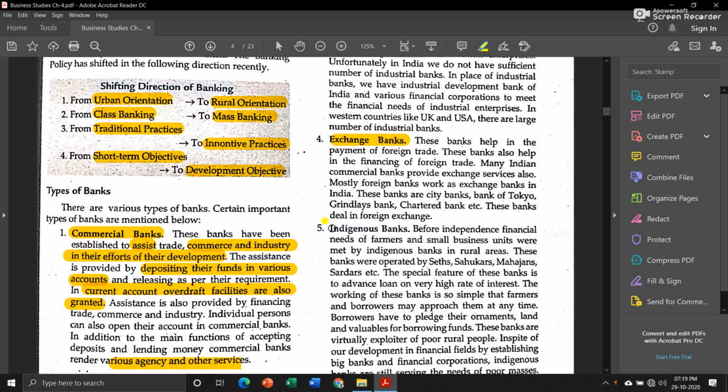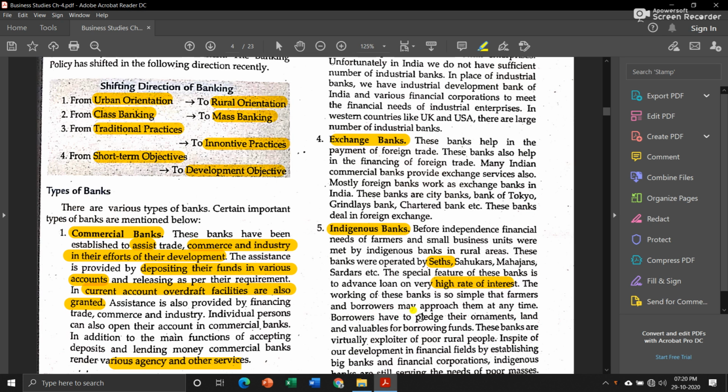The next is indigenous banks. Now indigenous banks, they are traditional banks, we can say that. Before independence, financial needs of farmers and small business units were met by indigenous banks in rural areas. Now these indigenous bankers are none other than sahukars, mahajans, sardars, etc. Those people used to provide loans to the farmers and small business units, and in return they used to charge a very high rate of interest. The working of these banks is so simple that farmers and borrowers may approach them at any time. They used to provide loans to anybody, any farmer.